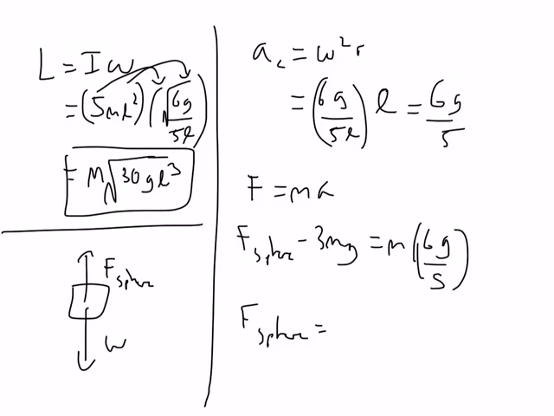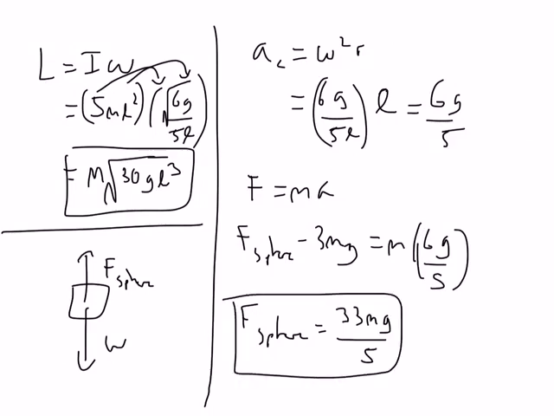looks like, I have to do some common denominator stuff, but the final result is going to be 33mg all over 5. Right? And the free body diagram here tells us the direction. It must be up towards the center of the circle, right? Otherwise the bug would not rotate in a circle.